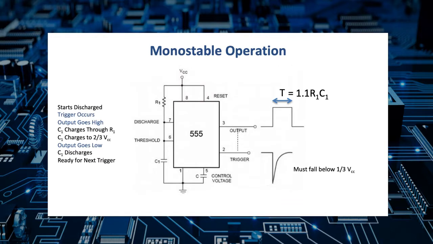Here's another example of a 555 timer set up for monostable operation. Let's go through and look at what happens. Let's say it starts discharged, meaning that the output is low. And then there's a trigger pulse that falls below at least 1/3 of VCC. When that happens, the output automatically goes high, and C1 starts to charge through R1. Once it charges to 2/3 VCC, then the output goes low, and C1 discharges, and it's ready for the next trigger. The width of the pulse is equal to 1.1 times R1 in ohms times C1 in farads.